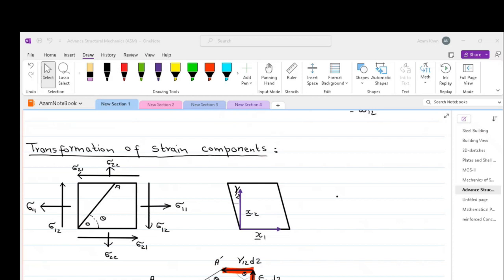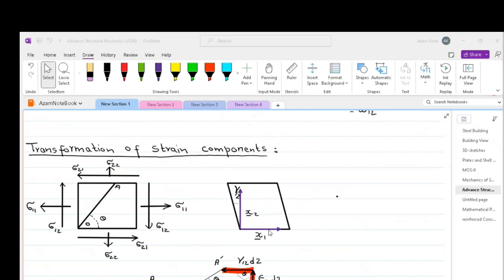The element is subjected to a general state of plane stress. The reason we are calling it plane stress is because we are ignoring the stresses in the third dimension. The normal stresses are assumed to be tensile and they elongate the element in x1 and x2 direction, whereas the shearing stresses distort the element through the shear strain gamma 1 2 as shown in this figure.